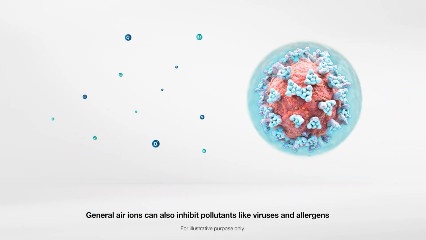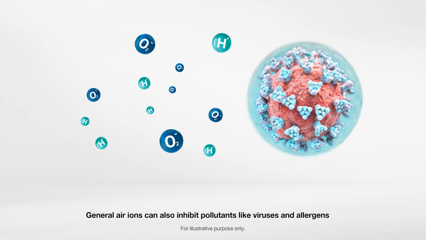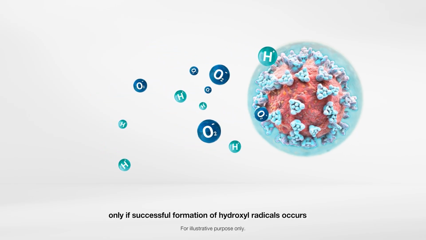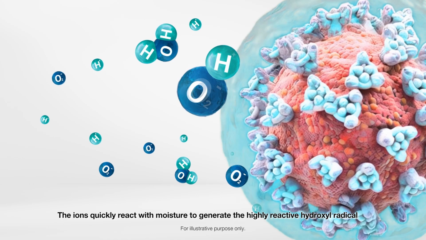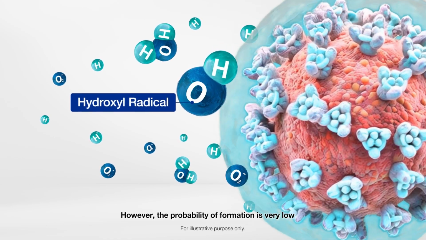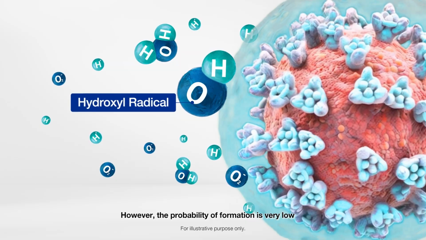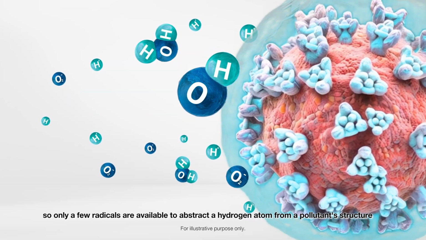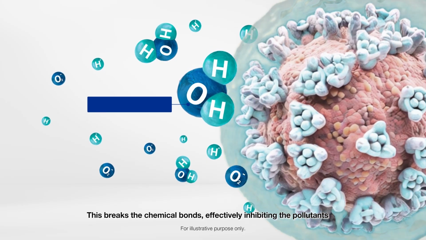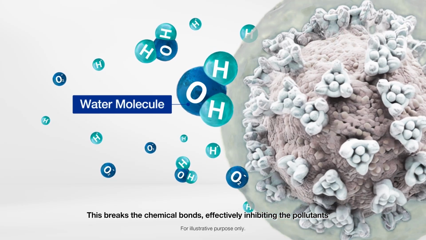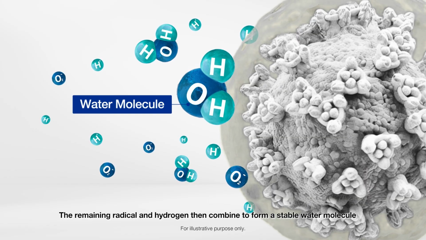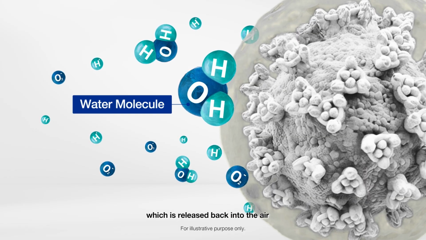General air ions can also inhibit pollutants like viruses and allergens, only if successful formation of hydroxyl radicals occurs. The ions quickly react with moisture to generate the highly reactive hydroxyl radical. However, the probability of formation is very low, so only a few radicals are available to abstract a hydrogen atom from a pollutant structure. This breaks the chemical bonds, effectively inhibiting the pollutants. The remaining radical and hydrogen then combine to form a stable water molecule, which is released back into the air.